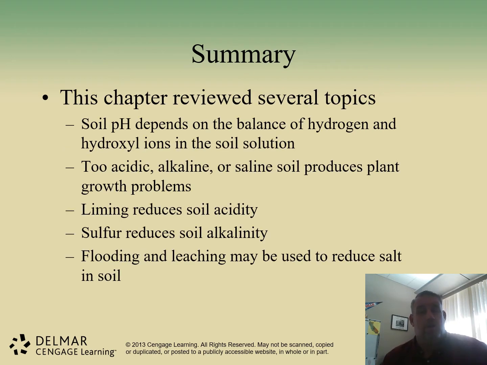So we talked about soil pH and how that's affecting different parts of your soil. We talked about what happens if your soil is too acidic, too alkaline, too saline, too sodic. We discussed liming and why that's done. We discussed a bit of sulfur and why that's done, and we talked quite a bit about leaching and how we can utilize that to reduce the amount of salts that we have within our soil.